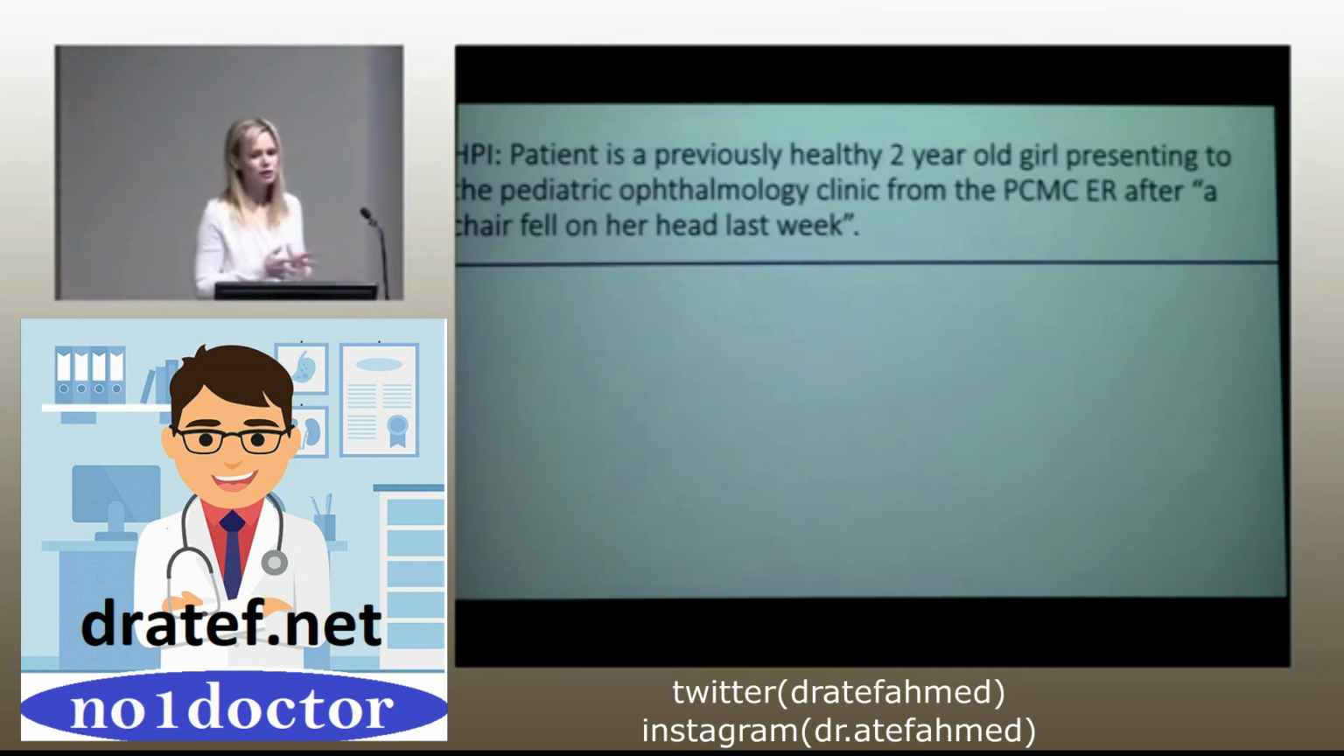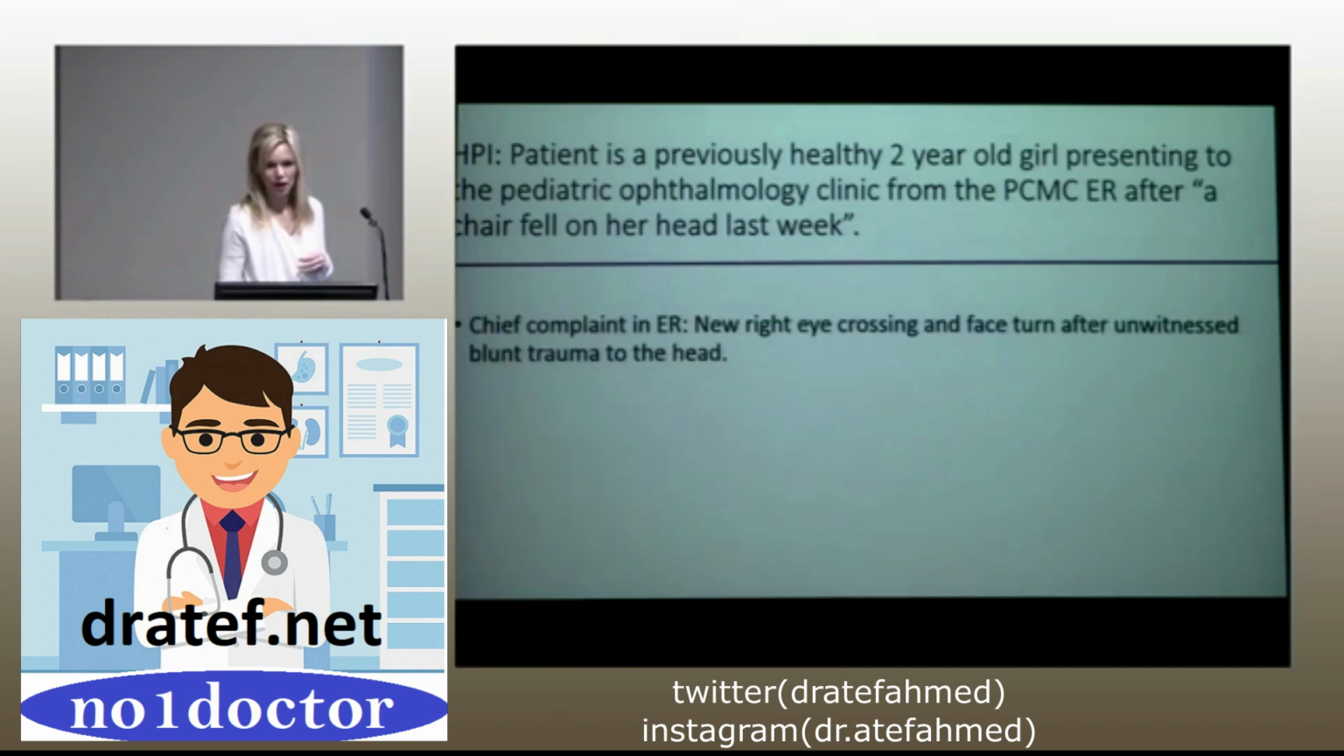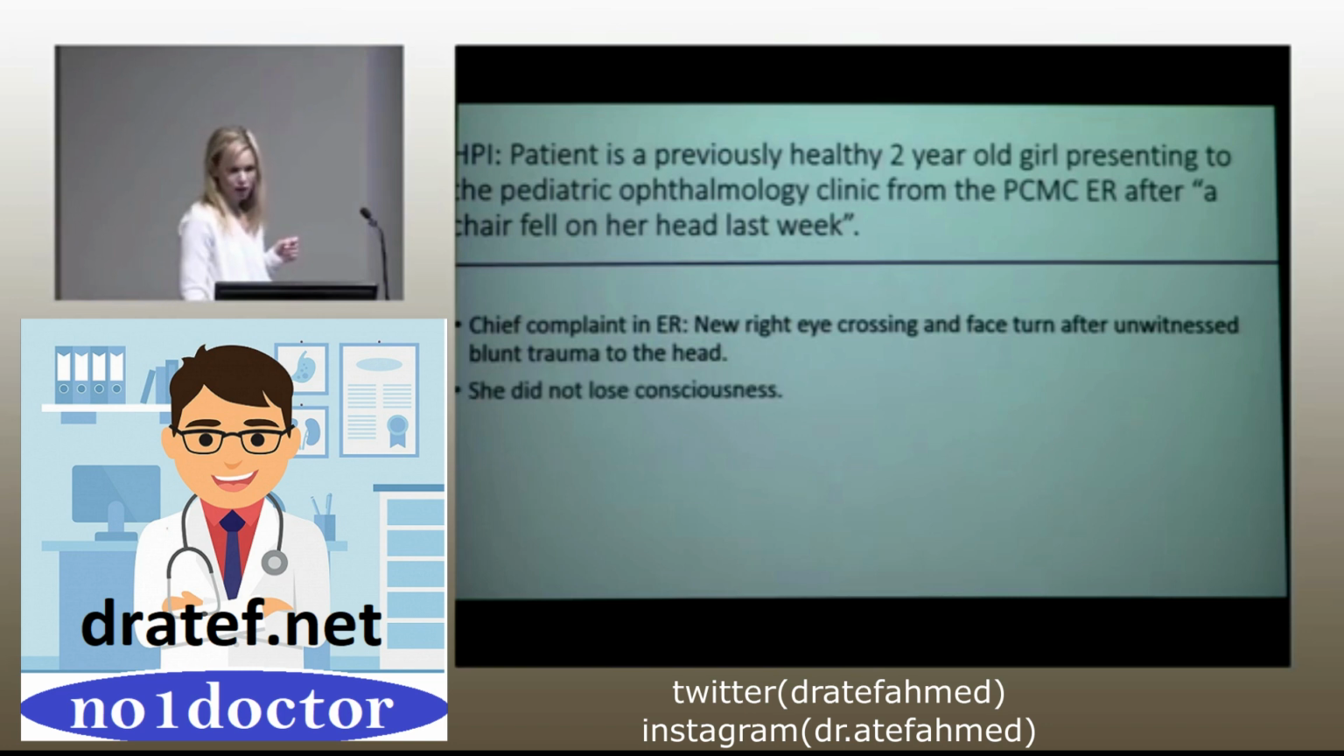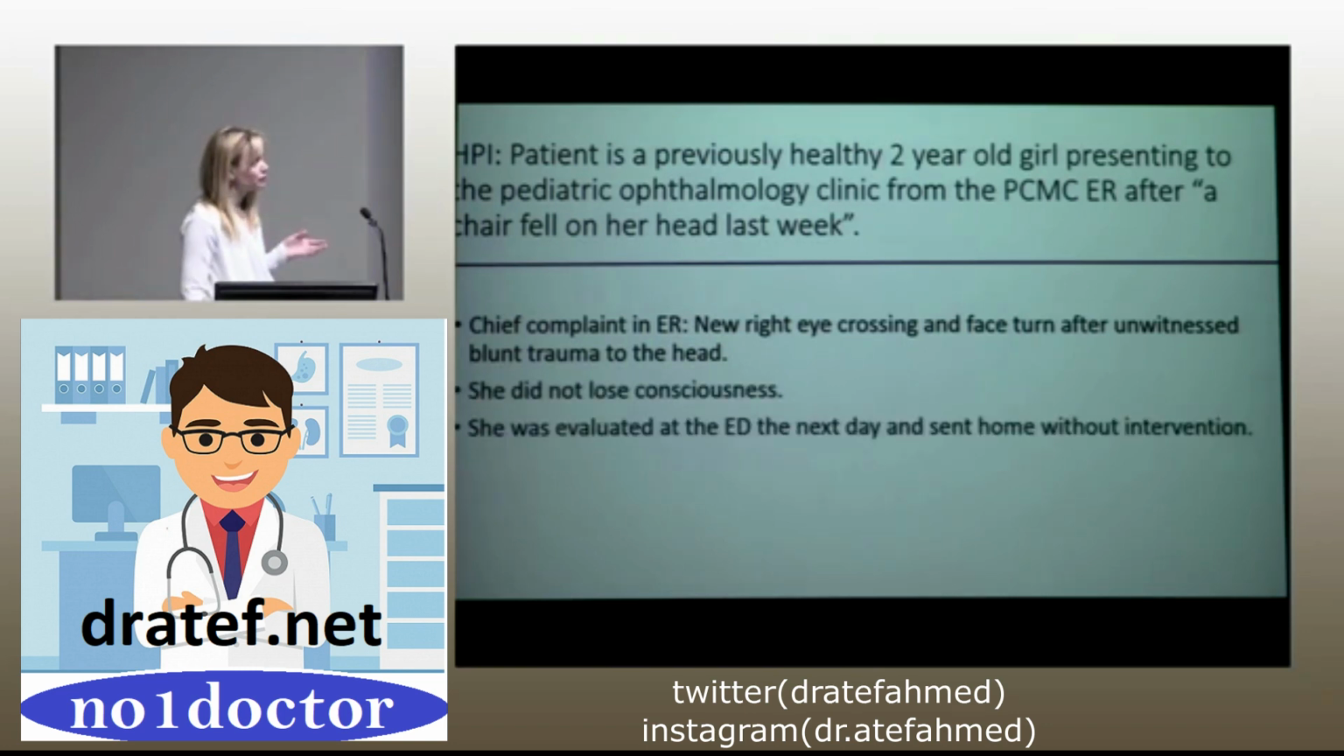The patient that I'm presenting was a previously healthy 2-year-old girl. She was born full term, no prior medical problems, not a patient of our clinic previously. She was initially presenting to the Pediatric Ophthalmology Clinic from the Primary Children's ER, and she was seen there after a chair fell on her head. The chief complaint in the ER was new right eye crossing with a face turn, after this unwitnessed blunt trauma to the head. She did not lose consciousness.